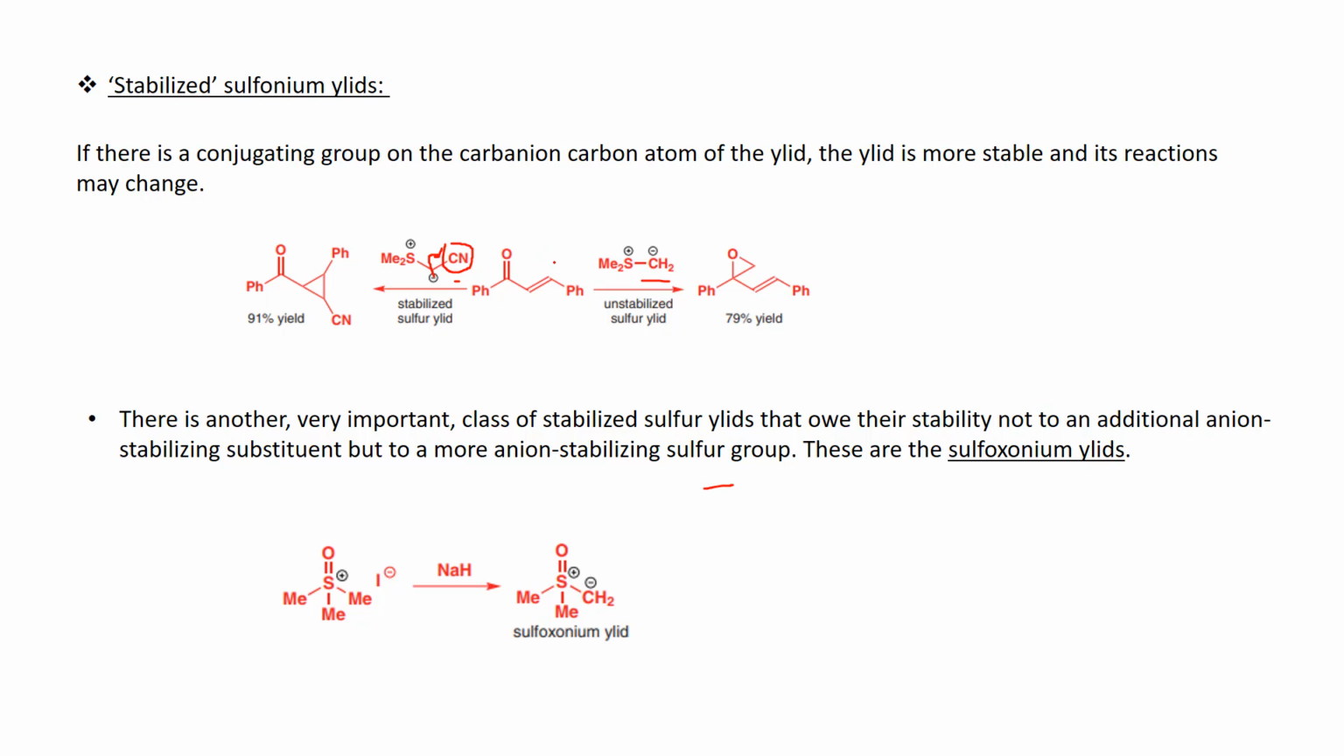Whenever, on an alpha beta unsaturated carbonyl, if you are adding unstabilized sulfonium ylide, it will react with the carbonyl group and give the epoxide. But if you add a stabilized sulfonium ylide to this alpha beta unsaturated group, what will happen? It will selectively react with this alpha beta unsaturated double bond and give us this cyclopropane as our product.